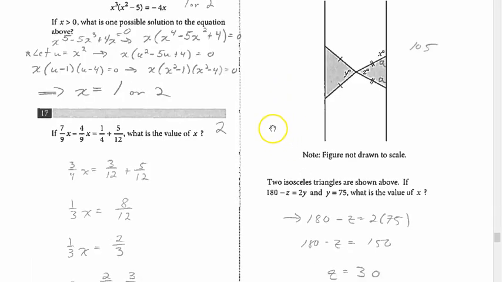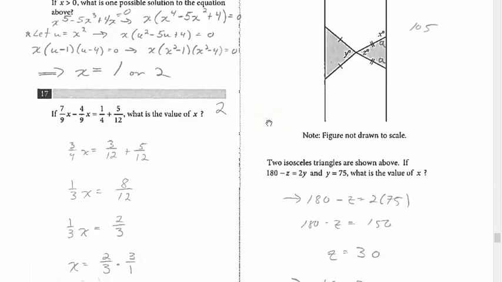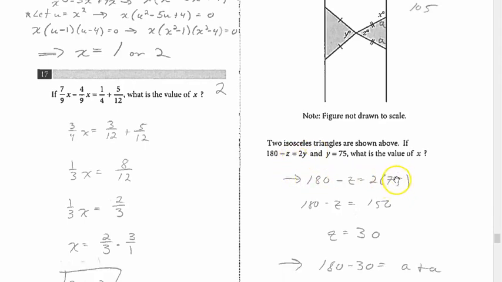Question 18. So, two isosceles triangles are shown above. They've told me one expression and y is equal to 75. What is the value of x? So the first thing I did is I took this first one, and I plugged in my y. What that did was allow me to solve for z.